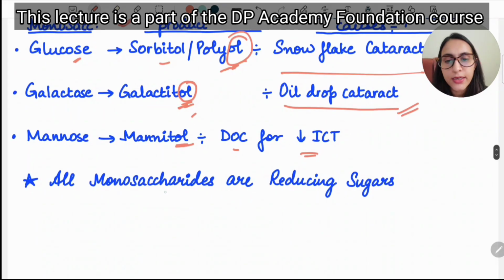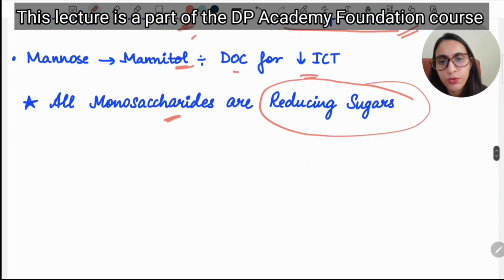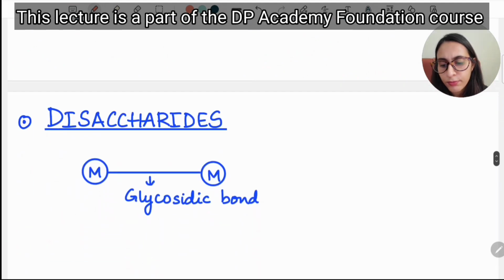All monosaccharides contain a functional group that is free, and therefore all monosaccharides are reducing sugars. Very important point, asked in viva again and again. So all monosaccharides are reducing sugars. The reason behind it is that the functional group is free in monosaccharides.